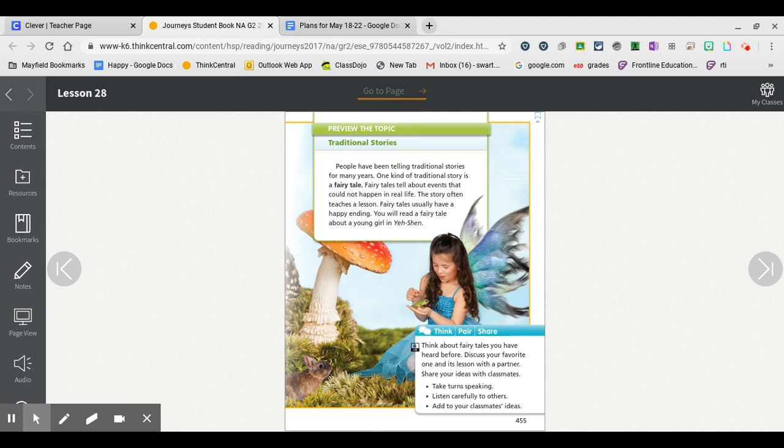The story often teaches a lesson. Fairy tales usually have a happy ending. This week you will read a fairy tale about a young girl in Yeh-Shen.